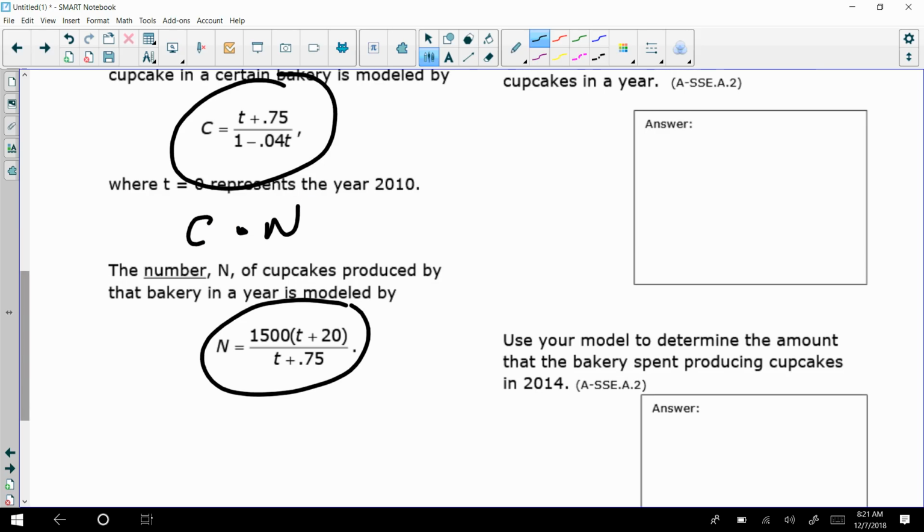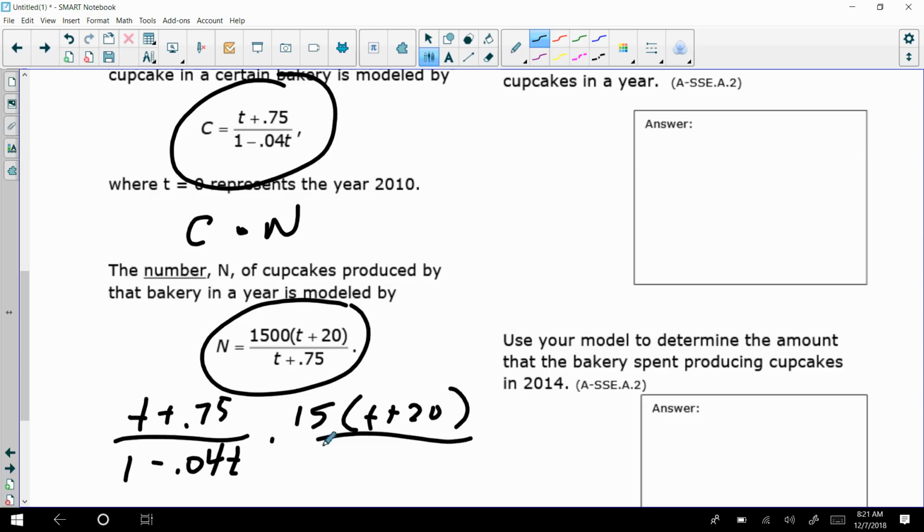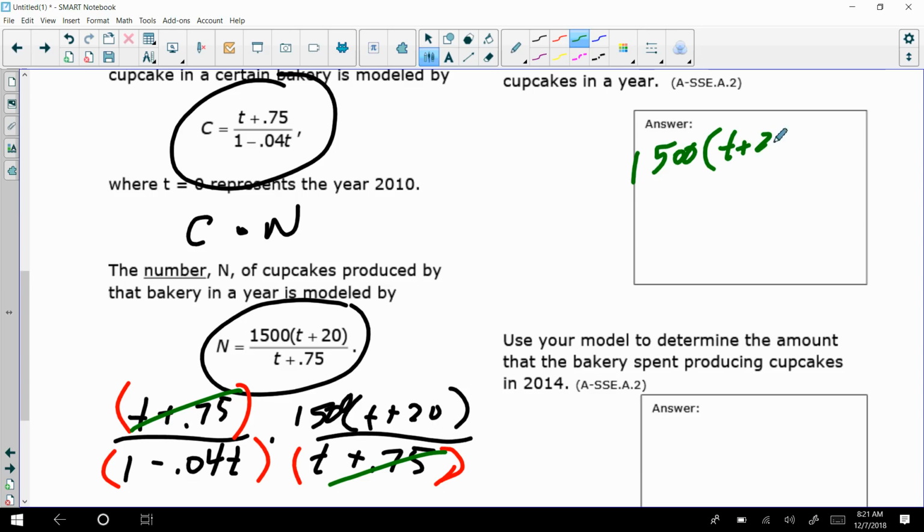So that means I just take these two fractions, t plus 0.75 all over 1 minus 0.04 t, and I multiply it by 1500 t plus 20 all over t plus 0.75. So our goal here, remember when we multiply, we actually don't multiply. All we do is cancel. It's already factored for us. So we just cancel this and this, so that's our answer: 1500 t plus 20 all over 1 minus 0.04 t, and that's it.